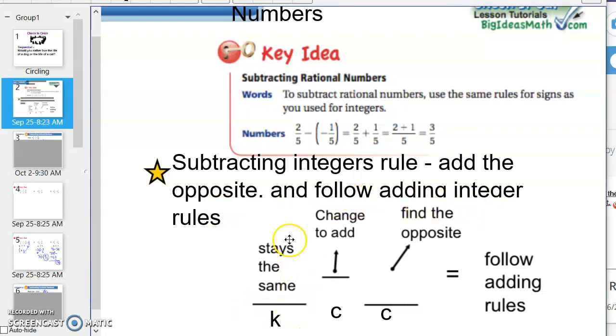So basically what that means is that my first number stays the same. So I use the little k underneath there because I keep it the same. I change my subtraction sign to an addition sign, and then I change this number to its opposite. So if it was positive, it becomes negative. If it was negative, it becomes positive. And then I can follow my adding rules, which of course are same signs, add and keep, different signs, subtract, use the sign of the bigger number, then you'll be exact.